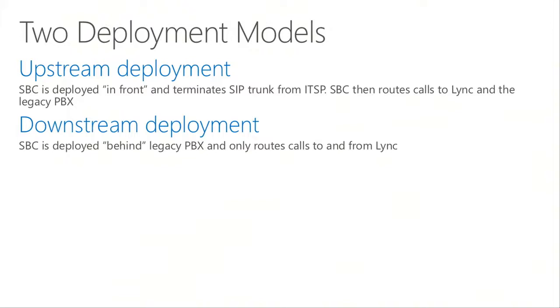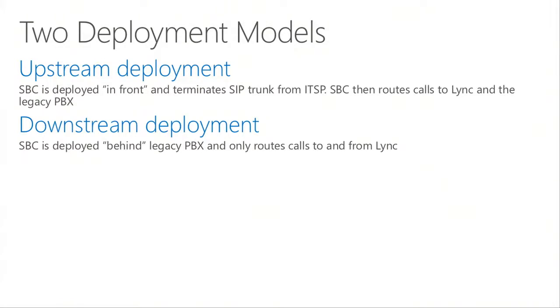And the second deployment model is a downstream model, where the SBC is deployed behind the legacy PBX and only routes calls to and from Lync. So say I've got Cisco Call Manager, have an SBC in between that and Lync, and it's basically just passing the calls between. And you'd see this primarily in a pilot or proof of concept scenario where maybe the organization isn't 100% on Lync just yet, so they have an SBC behind there to mediate the connectivity.